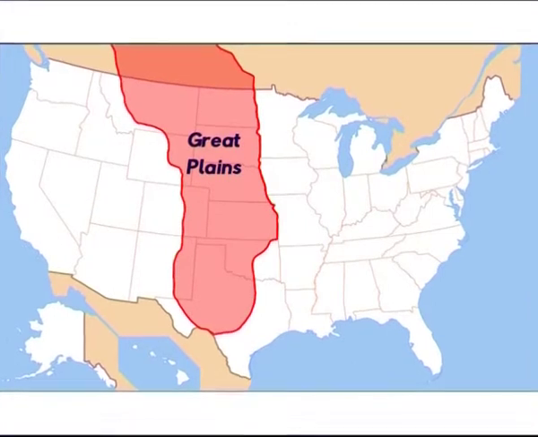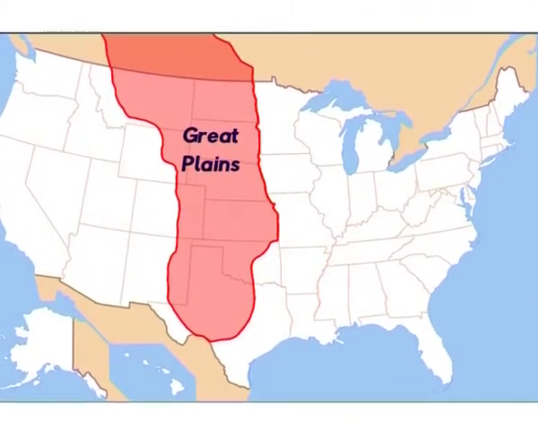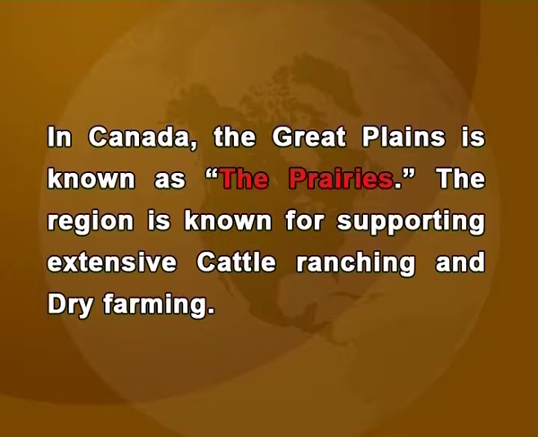The Great Plains encompasses all or part of 15 of the United States and 3 Canadian provinces. In Canada, the Great Plains is known as the Prairies. The region is known for supporting extensive cattle ranching and dry farming.